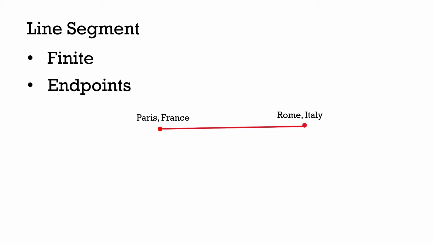We can label the endpoints A and B. This can be called line segment AB or AB with a line segment above it.